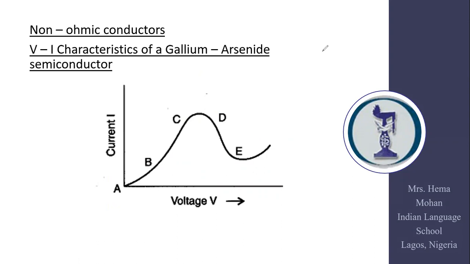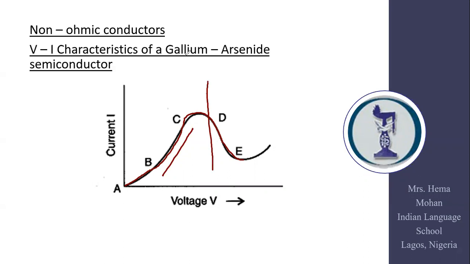for non-ohmic conductors, that is gallium arsenide. This is again a semiconductor. You can see again here different behavior. You can see the region BC here, where AB is almost linear, BC becomes non-linear, and you see the region DE, which is again a negative resistance region, because the current decreases with increase in voltage. In the previous one, we saw current increases with decrease in voltage. Now here, current decreases with increase in voltage, again a negative resistance region.